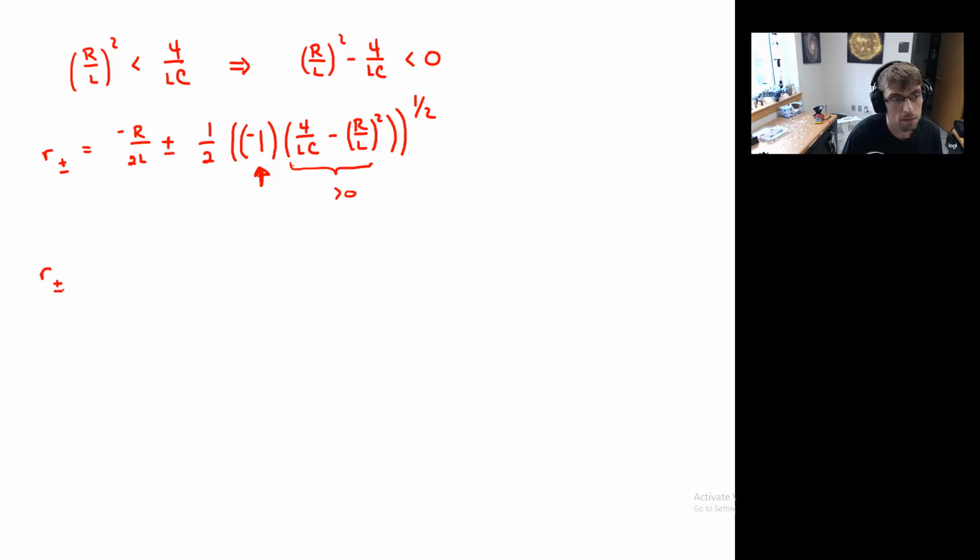I have R plus or minus equals negative R over 2L plus or minus, and now I'm going to take that negative 1 and pull it out. I'm going to apply the square root to negative 1. And so what do I end up with? This j, the imaginary number, over 2 times the quantity 4 over LC minus R over L squared, square rooted.